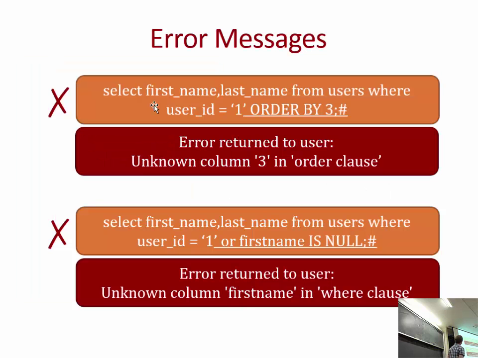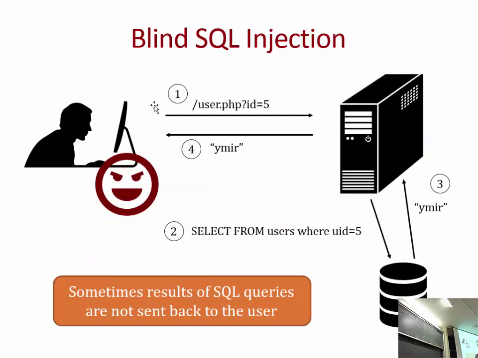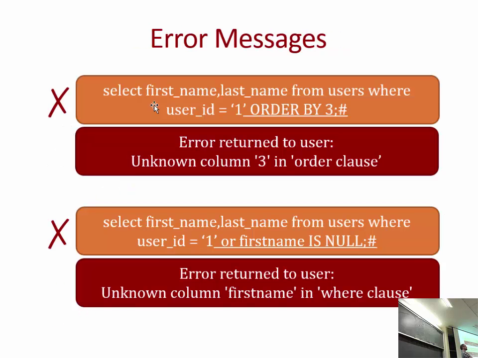So, for instance, if you did a select query with order by 3 and got the error message, unknown column 3, well, that's unbelievably useful. Or unknown column first name. This helps me a lot. Now, suppose that you suppress all error messages. Can we hack SQL? The fact that I've gone one slide ahead and then come back very fast suggests that the answer might be yes.